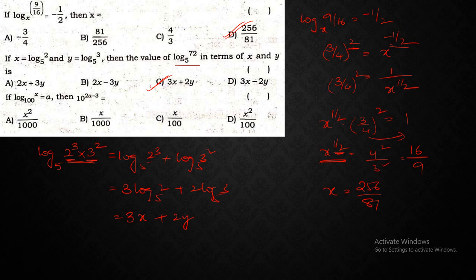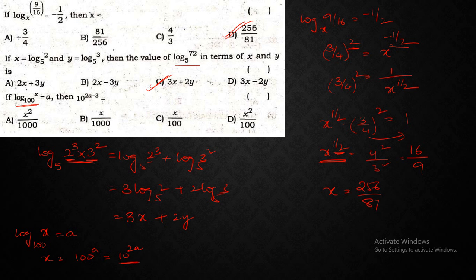Next, moving on to one more question. So here log x to the base 100 is equal to a. So what is the question? Log x to the base 100 is equal to a. So from this x is equal to 100 power a. So 100 power a I can write it as 10 power 2a, right?